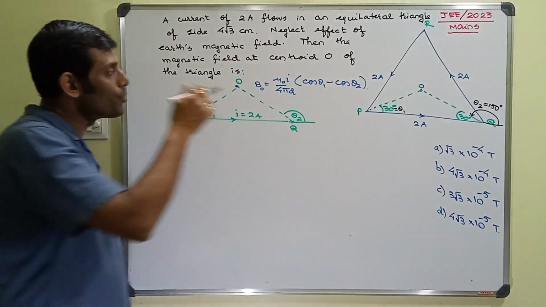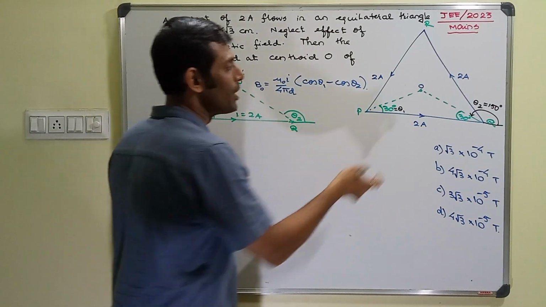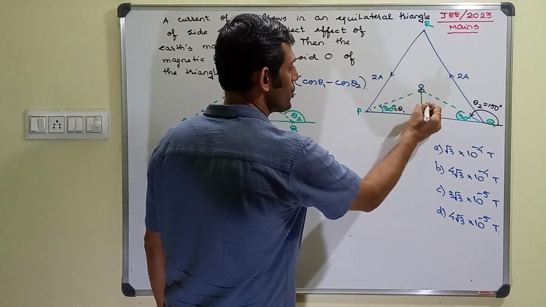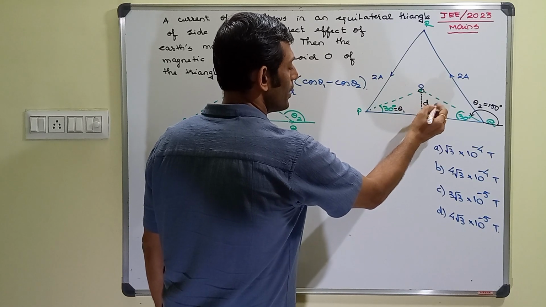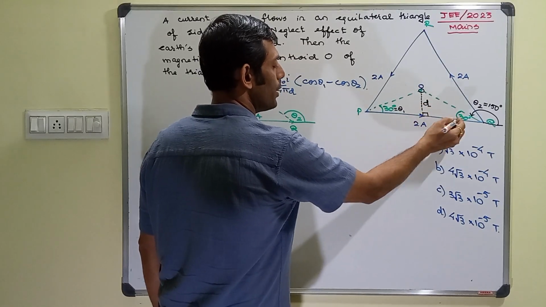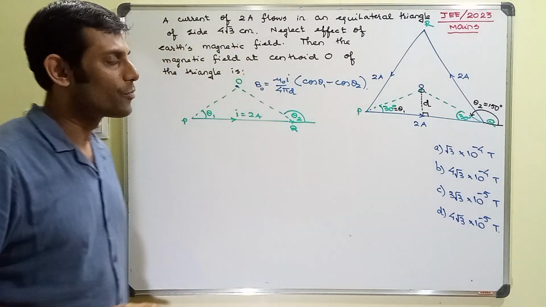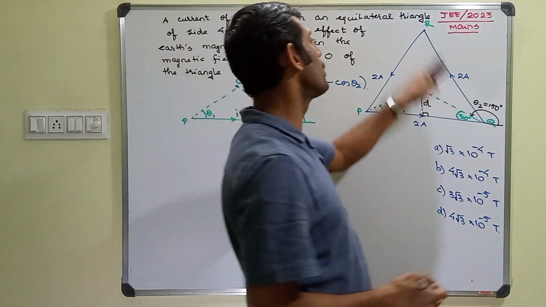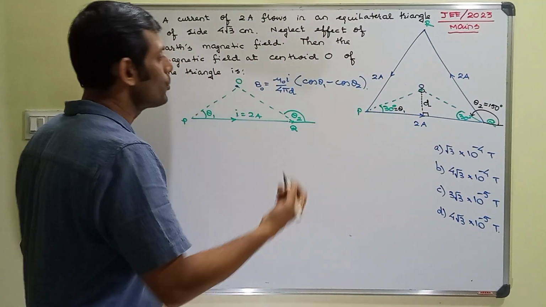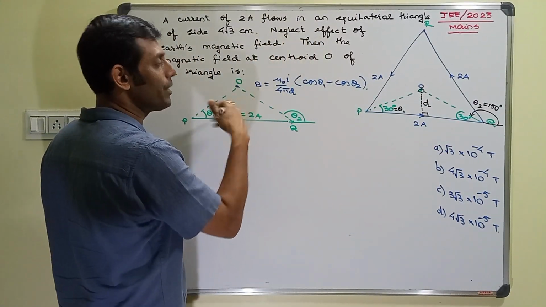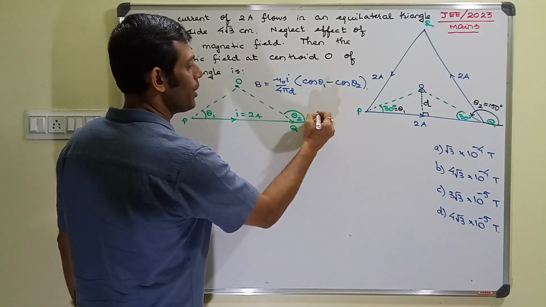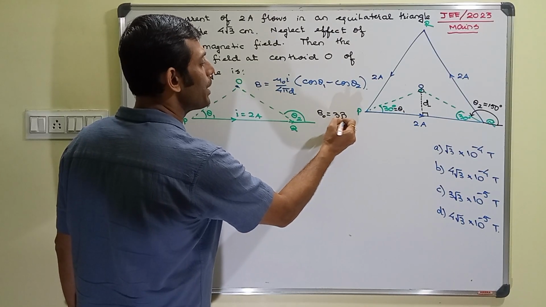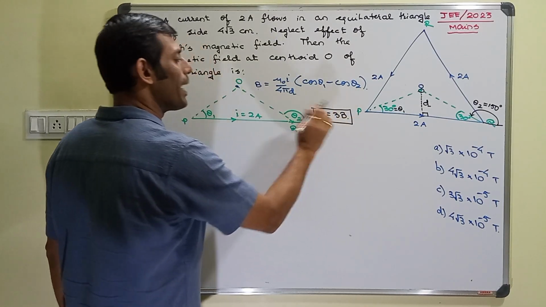So therefore, if I use this, I have to calculate D. And D is the shortest distance, the perpendicular length from this point of observation to the current carrying element. Now this B value is due to each of these segments, PQ, QR, RP. So therefore, the net magnetic field at point O, I will call that B naught, would be 3 times B. This is what we need to calculate.